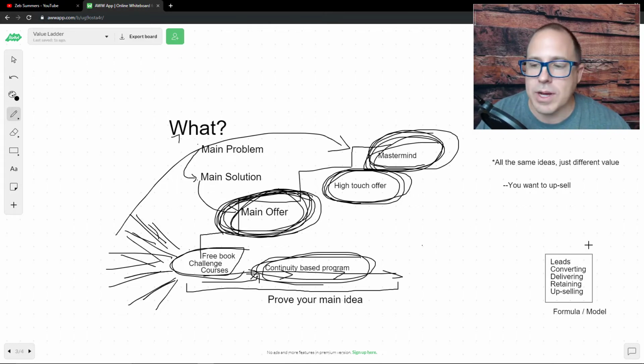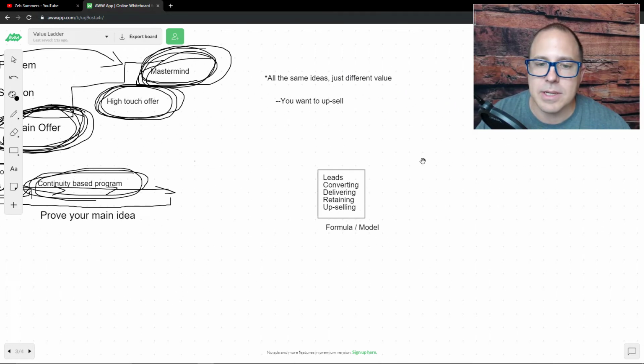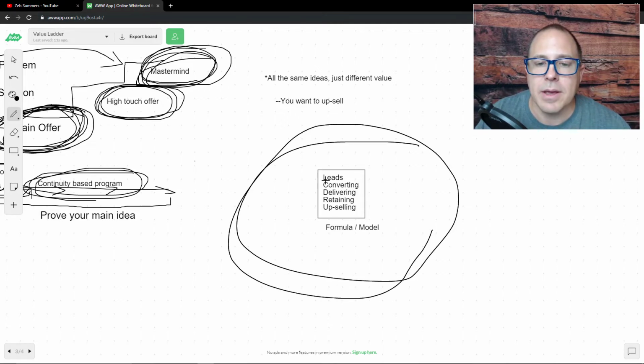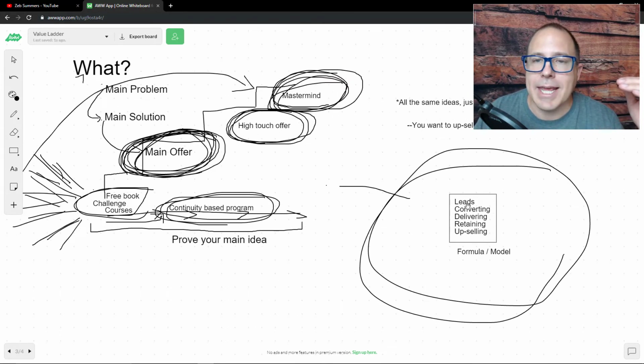And I wanted to talk real quick about this section here. What this is right here is a formula. So you get your leads, you're converting them, you're delivering, you're retaining, and you're upselling them. So this is a basic formula for how you build out your value ladder. If you need leads, you need to put all your effort in this. Once you get the leads, then you need to start converting them to your main offer. Say you don't need a whole bunch of leads, you can focus mainly on converting them. So this is where your weaknesses are. That's what you focus on.